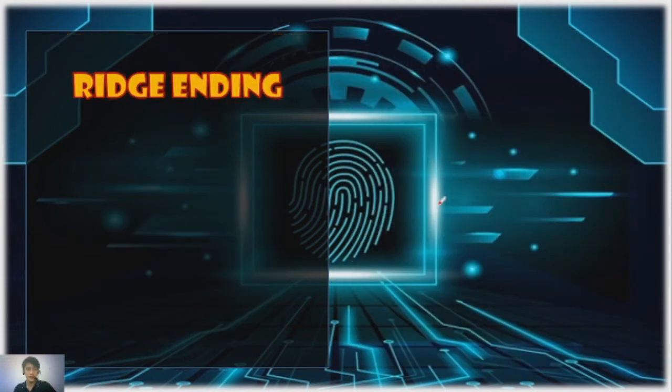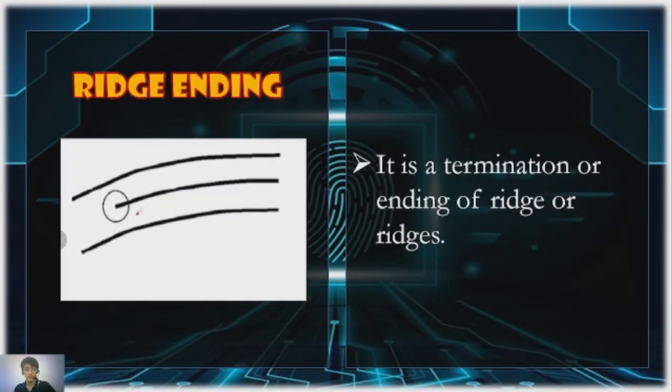Okay, and the next in here, the ridge ending. So simply when we say ridge ending, this is the termination, or ending, of a ridge or ridges. So simply it's the end point of the ridge. And again, this is also a ridge ending on the upper part.